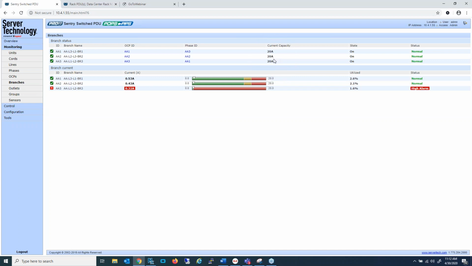Each breaker is 20 amps. That is the trip rating for the breaker, or the trip amp value for the breaker. The rating is 16 amps continuous. And down here on the left, we see the values today are well under what is required to avoid tripping a circuit breaker in the PDU.